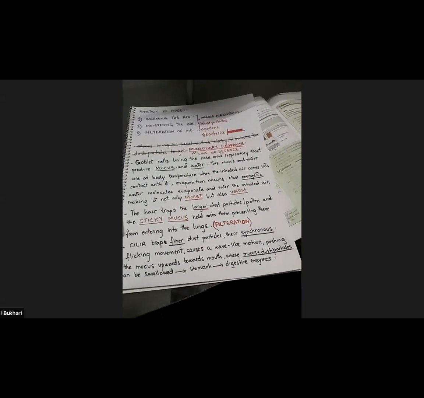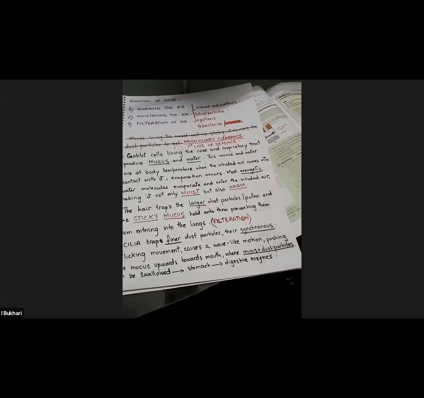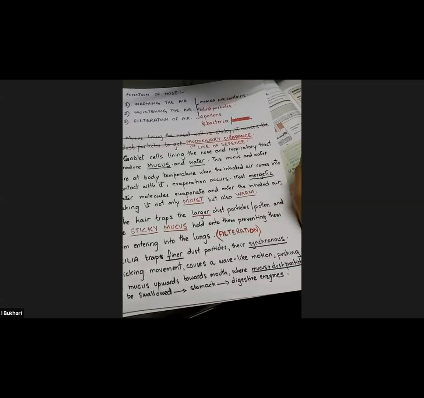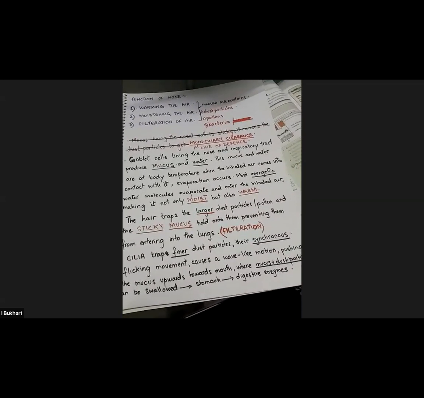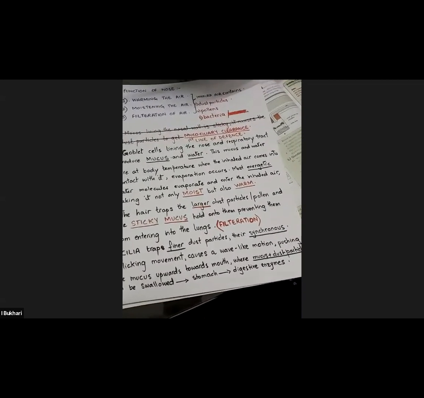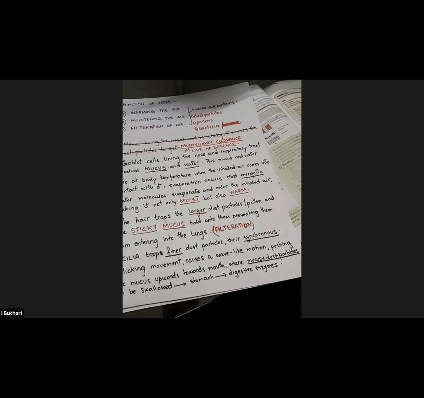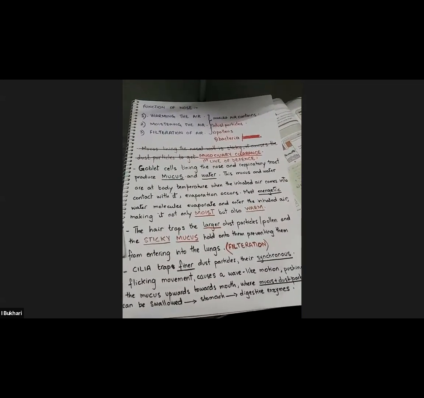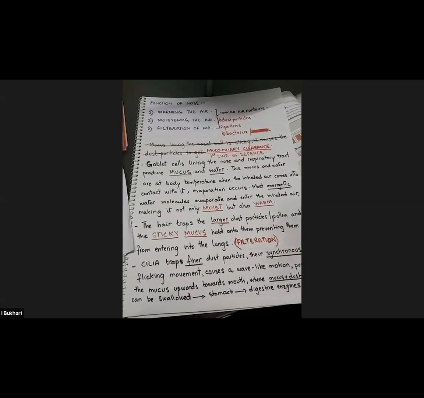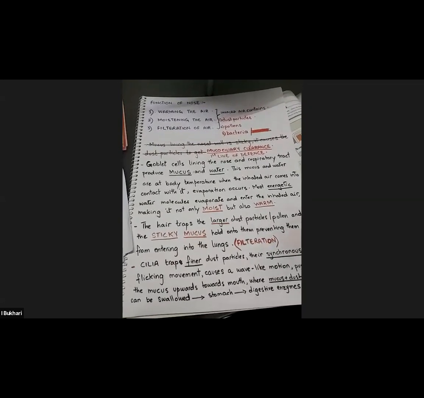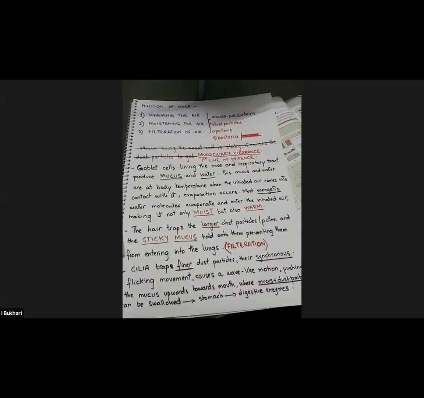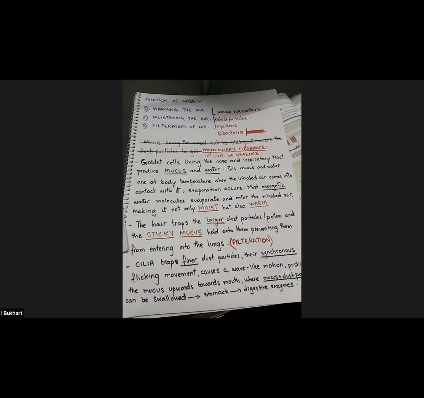And then the flicking movement of the cilia will push the mucus towards the back of the throat, right? So the lower respiratory tract cilia will push the dust particles upwards, because the back of the mouth is upwards for the lower respiratory tract. And the cilia of the upper respiratory tract will flick downwards because the back of the throat is downwards. And the back of the throat is called pharynx.